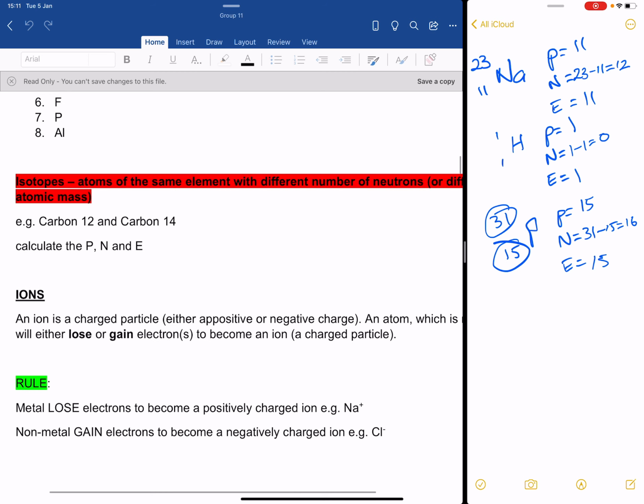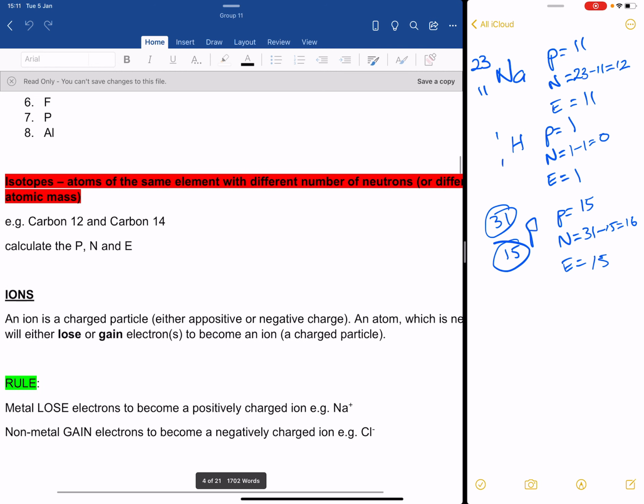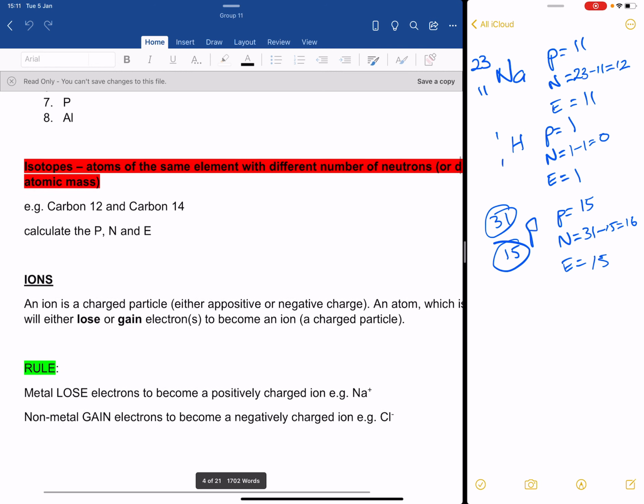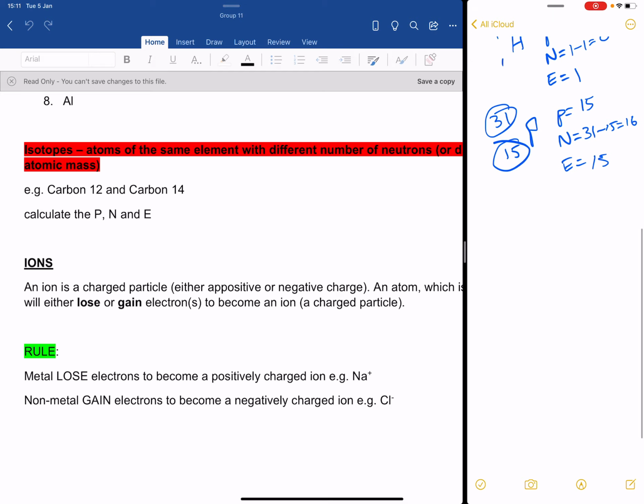We'll then move on to isotopes. Now these are atoms of the same element with different number of neutrons or different atomic mass. And there's two examples here. So there's carbon 12 and carbon 14. Now what I would like to do is work out the number of protons, neutrons, electrons in each one. Pause the video here.